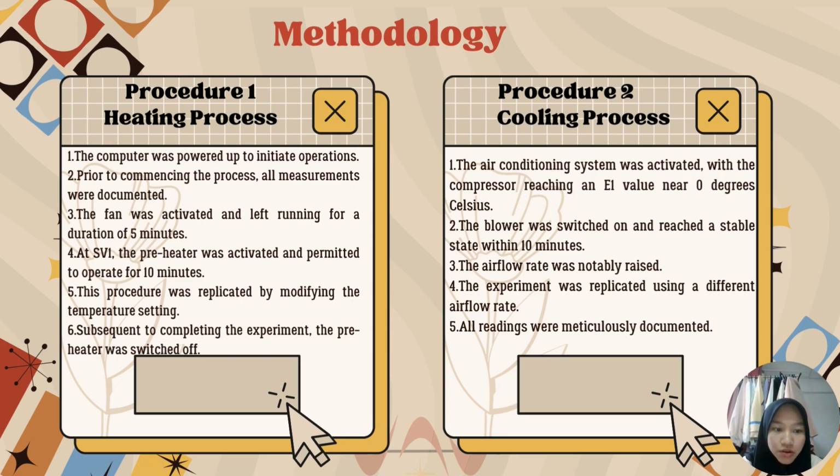For the cooling process, the air conditioning system was activated with the compressor reaching an A1 value near 0 degrees Celsius. The blower was switched on and reached a stable state within 10 minutes. The air flow rate was notably raised. The experiment was replicated using a different air flow rate. All readings were meticulously documented.